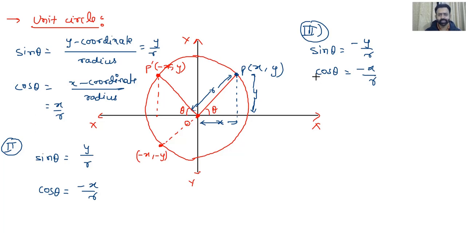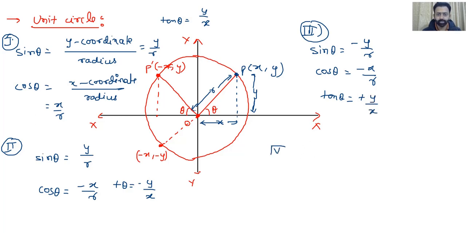Now side by side, let us take the value of tan theta also. In quadrant 1, tan theta is the ratio of sine and cos, so tan theta is y by x. In the second quadrant, tan theta will be negative, so tan theta is minus y by x. But in the third quadrant, since both sine and cos are negative, tan theta is plus y by x, just like in the first quadrant.